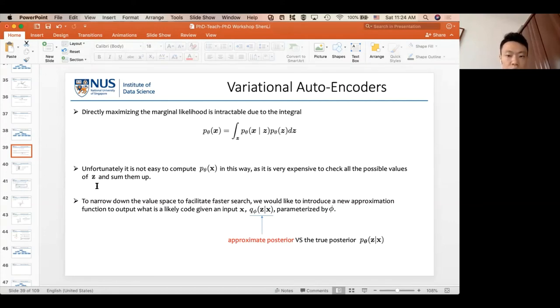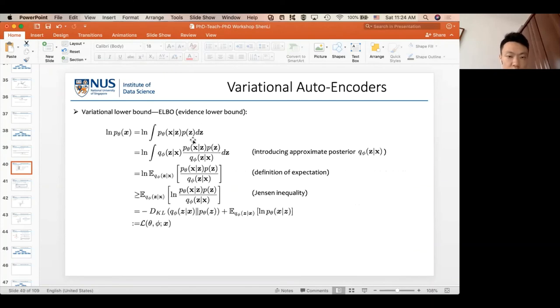We incorporate it, and the reason can be seen through the derivation like this. Recall that we are interested in the log of P theta of X. This P theta of X can be written as an integral, which is very hard to compute, very hard to estimate. And we incorporate the Q here. We multiply this by Q and divide it by Q, which doesn't change the equality, right?